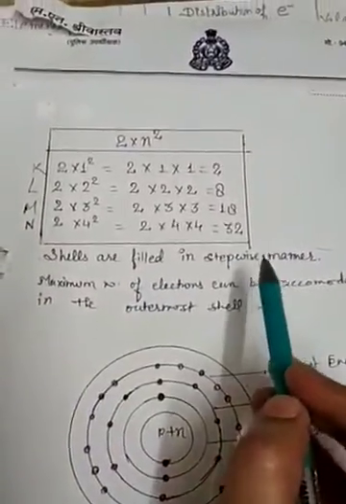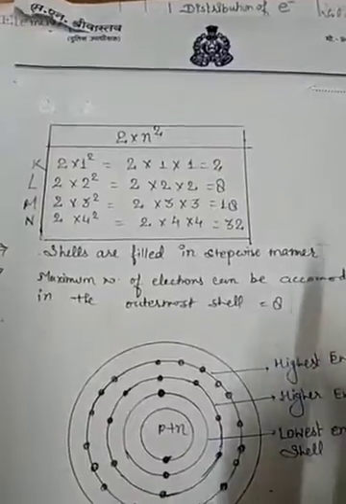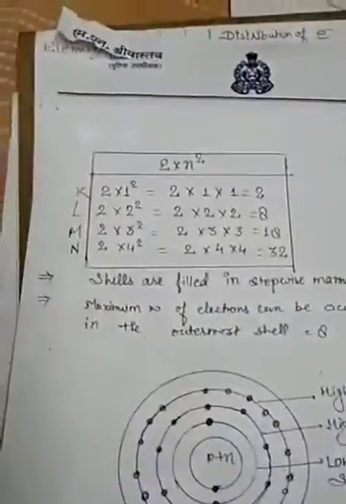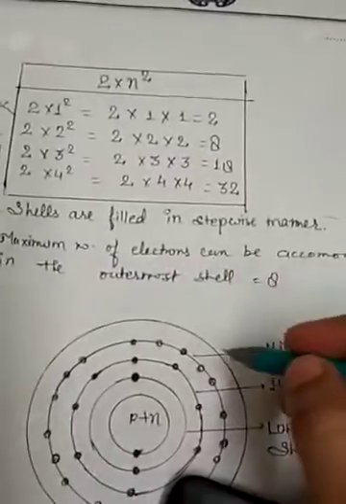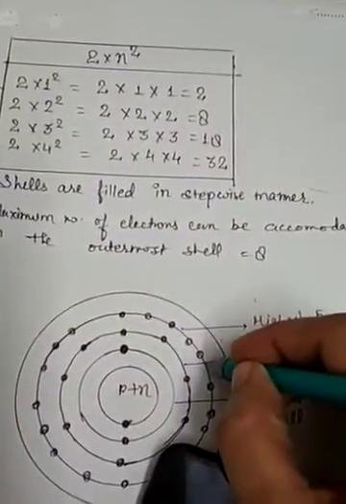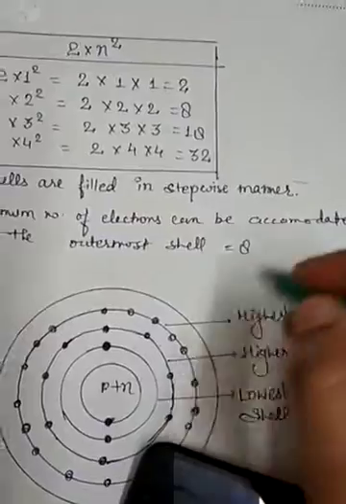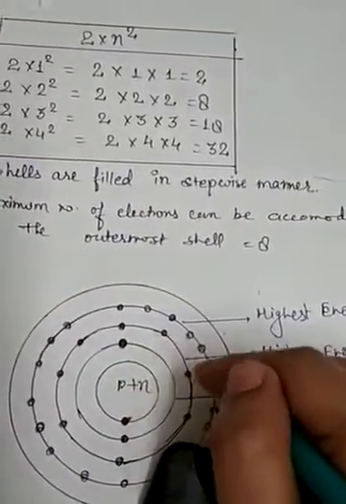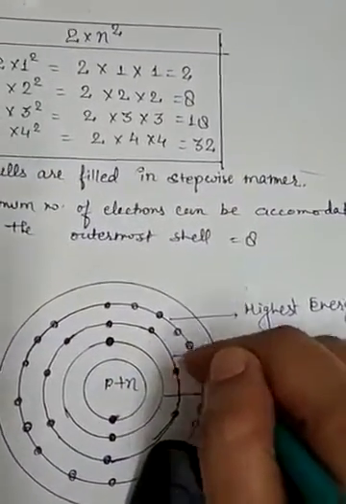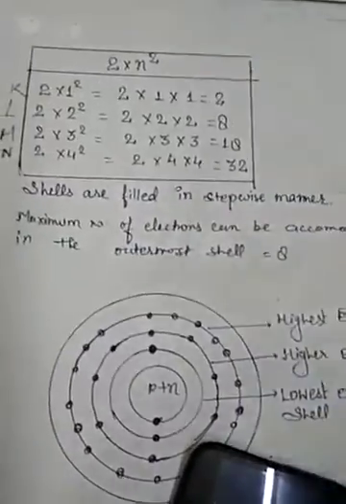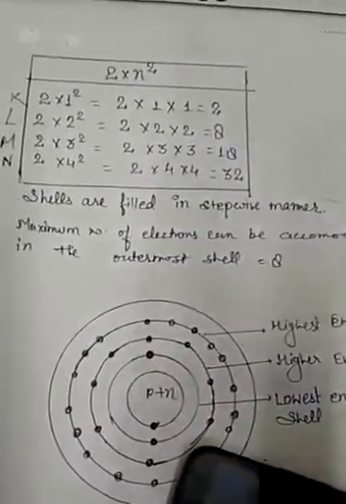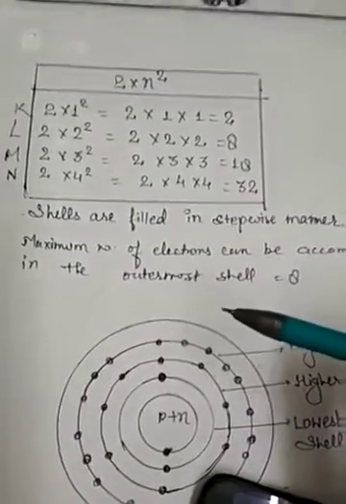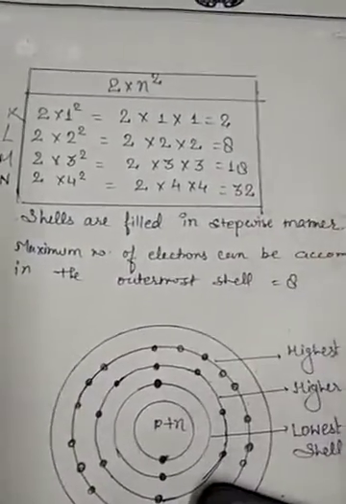According to the third rule, shells are filled in a stepwise manner. Means electrons cannot occupy a new shell unless all the inner shells are completely filled with electrons. So by following these rules, we can write the electronic configuration.